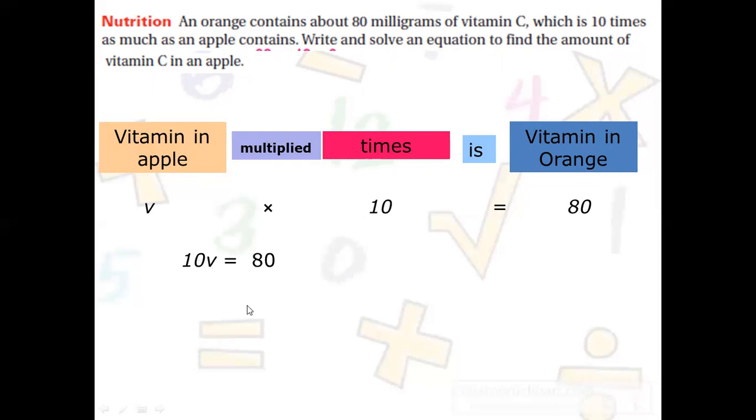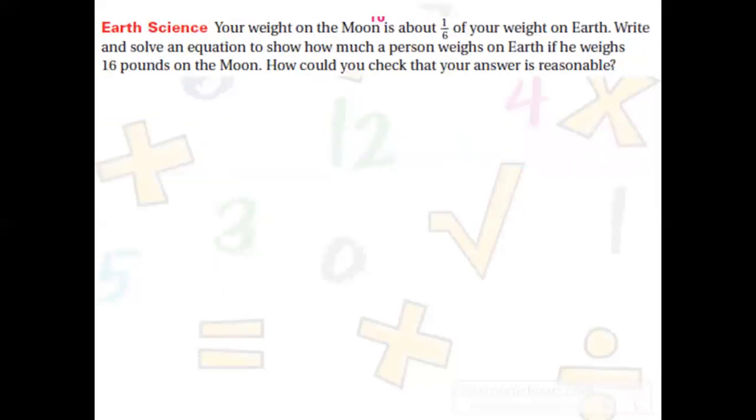Even you don't need to do the steps. You can do this mentally. So V is equal to 80 divided by 10, which is going to give you an 8. Easy. So an apple has 8 milligrams of vitamin C and an orange has 80 milligrams of vitamin C. So to get the amount of vitamin C in an orange, you have to eat 10 apples. So that's what it means, which is not possible. Nobody likes to eat so much of apples, right? Okay, so let's move on to the next question.